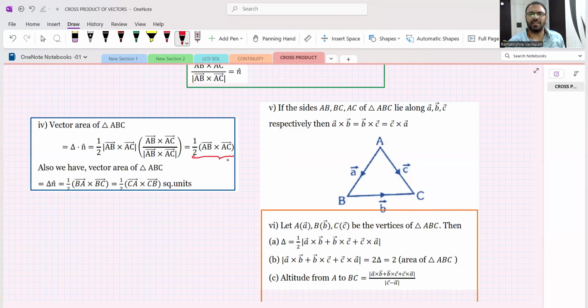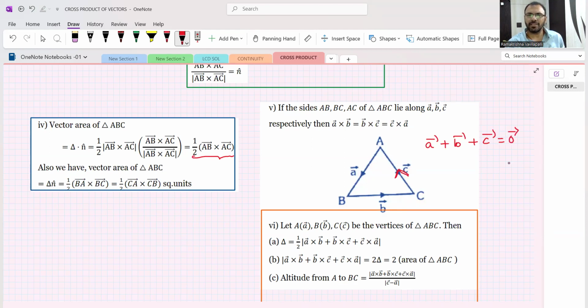Well, suppose the sides of triangle ABC are along A bar, B bar, C bar. Then A bar plus B bar plus C bar is equal to 0 bar. Sorry, here the direction is a little reversed. This is C bar, so that A bar plus B bar plus C bar, the resultant vector, is equal to 0 bar.